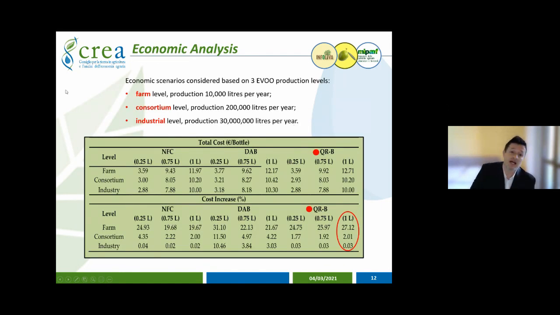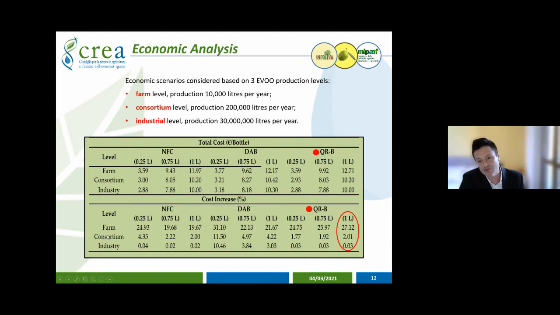Moreover, we made a study to understand the economic impact and value of this system, simulating three production levels: farm level, consortium level, and industrial level, with this production per year. We found there were two other traceability systems compared that I didn't present here, but basically we need to look at this. For a bottle of 250 milliliters, 0.75, and 1 liter, this is the increase in terms of percentage of the price at the three levels.